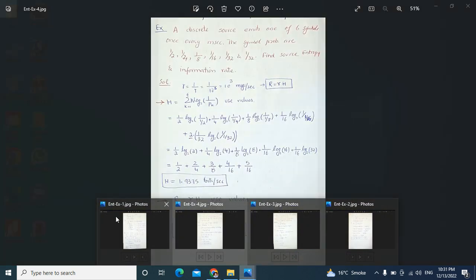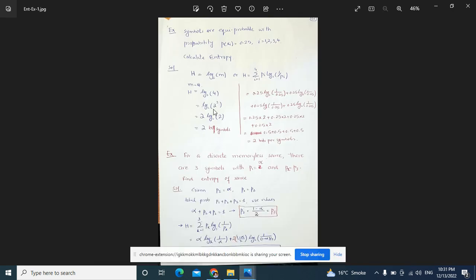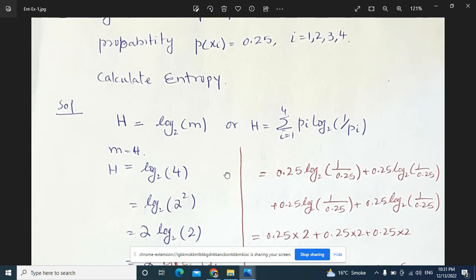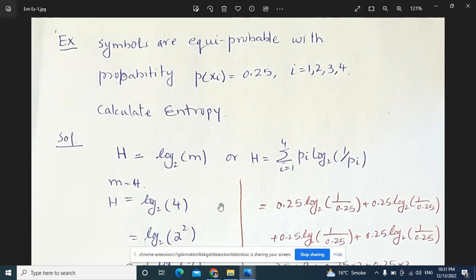In this session, we will try to discuss a few more examples about entropy. We have already discussed entropy in our last session in full detail, but here we will discuss a few more examples so that we can better understand entropy. In our last example, we assumed that the symbols are not equiprobable.